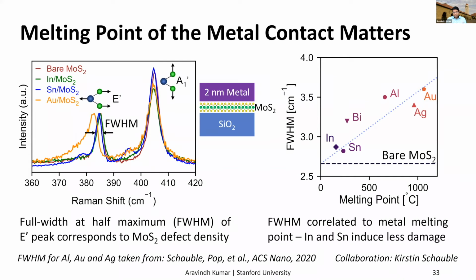So we take these peak widths and plot them versus the metal melting point for various different metals. And we see that there's a clear correlation between the peak width and the melting point. So low melting point metals like indium and tin minimize the damage during deposition on MoS2. So we decided to make contacts with indium and tin to see how they would perform.